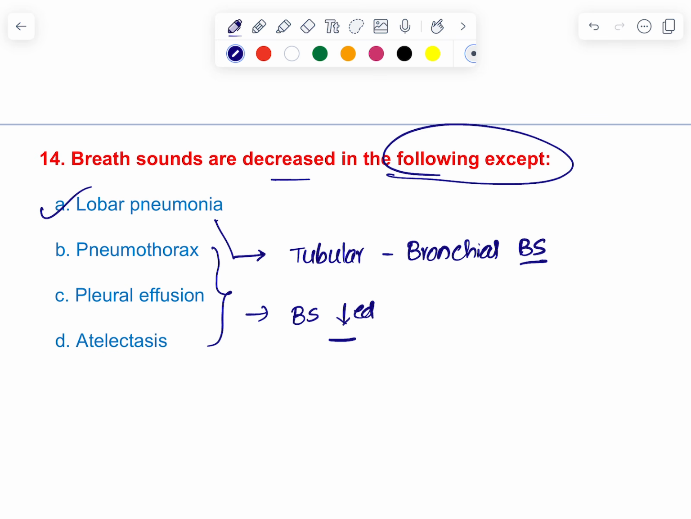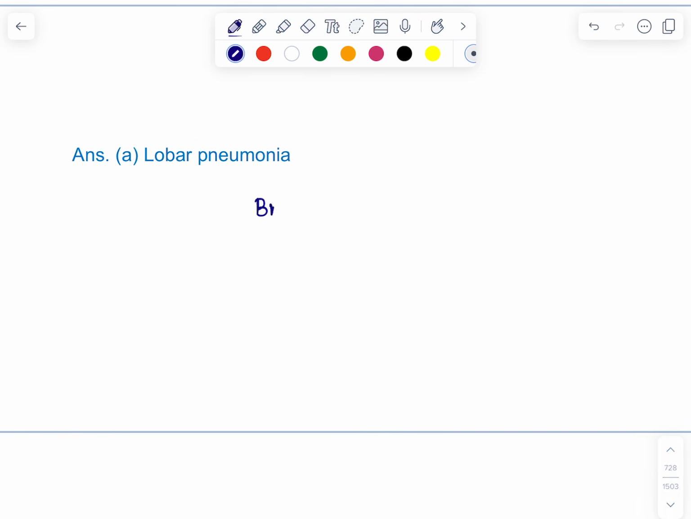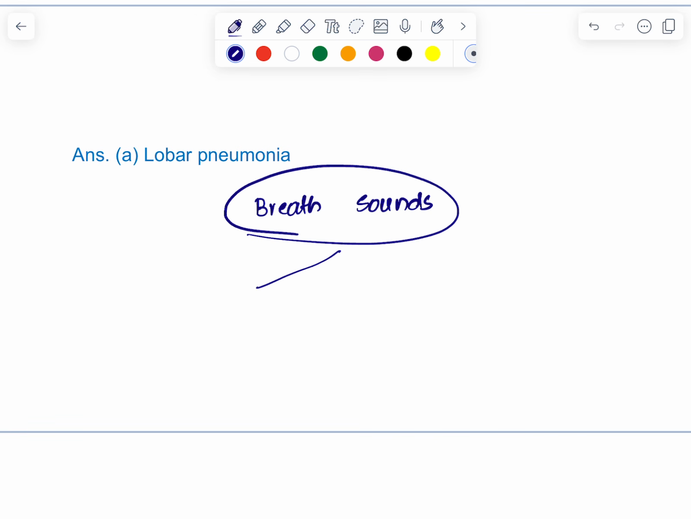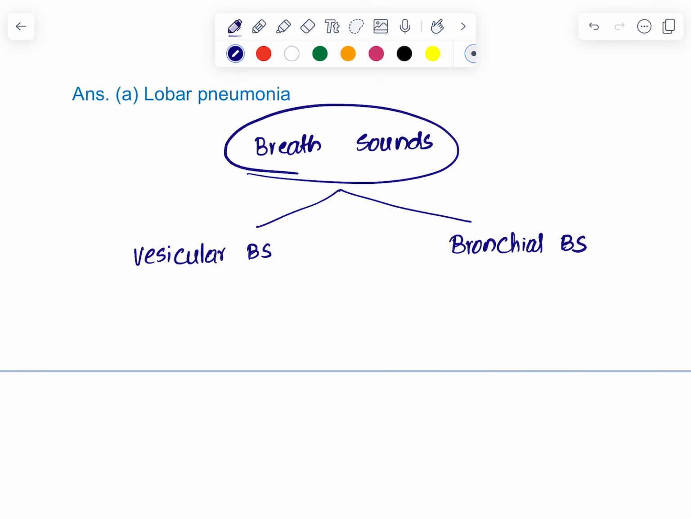Okay, now let me talk about the breath sounds as such. If you take the breath sounds, they are of two types. One is vesicular breath sounds, and the other one is the bronchial breath sounds. Okay, vesicular breath sounds and bronchial breath sounds. So you take the vesicular breath sounds. Vesicular breath sounds, they are the ones which are present in a normal person.